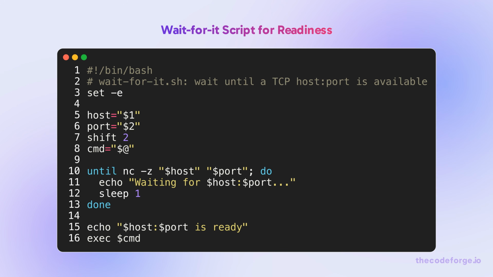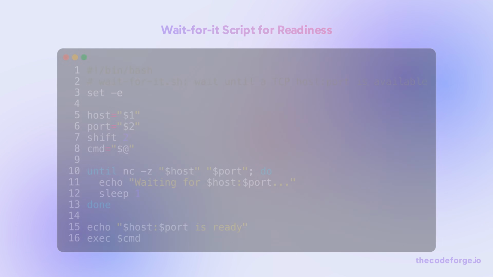When you cannot add a health check to a service, e.g., a third-party image, use a wait-for-it.sh script as the entry point. This script polls a TCP port until it's open, then starts your app. It's a lightweight alternative to condition: service_healthy.